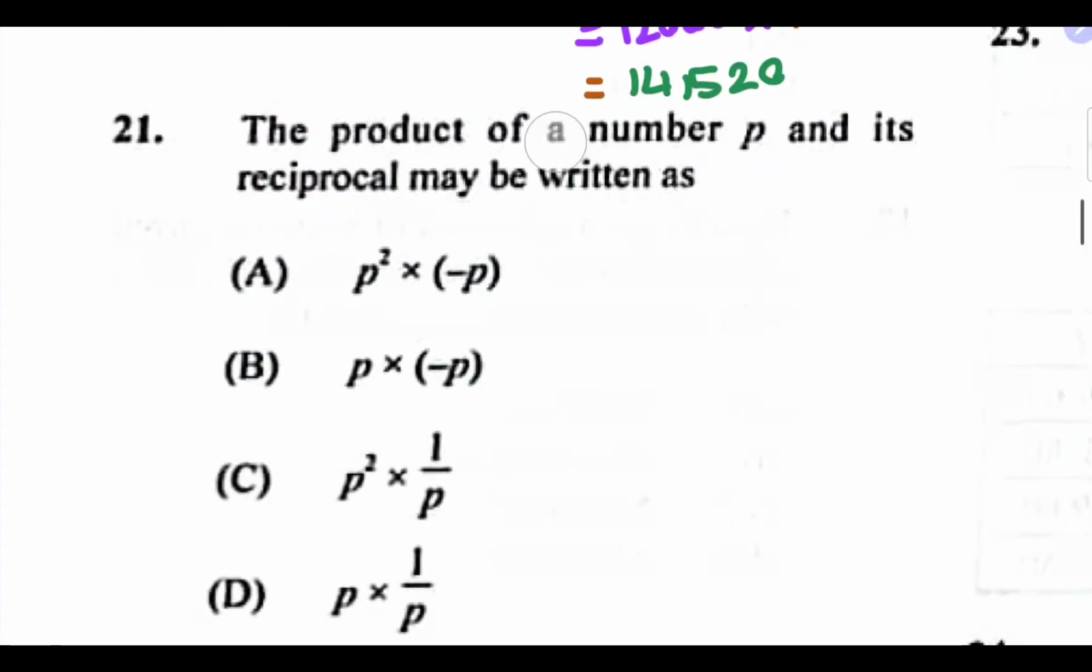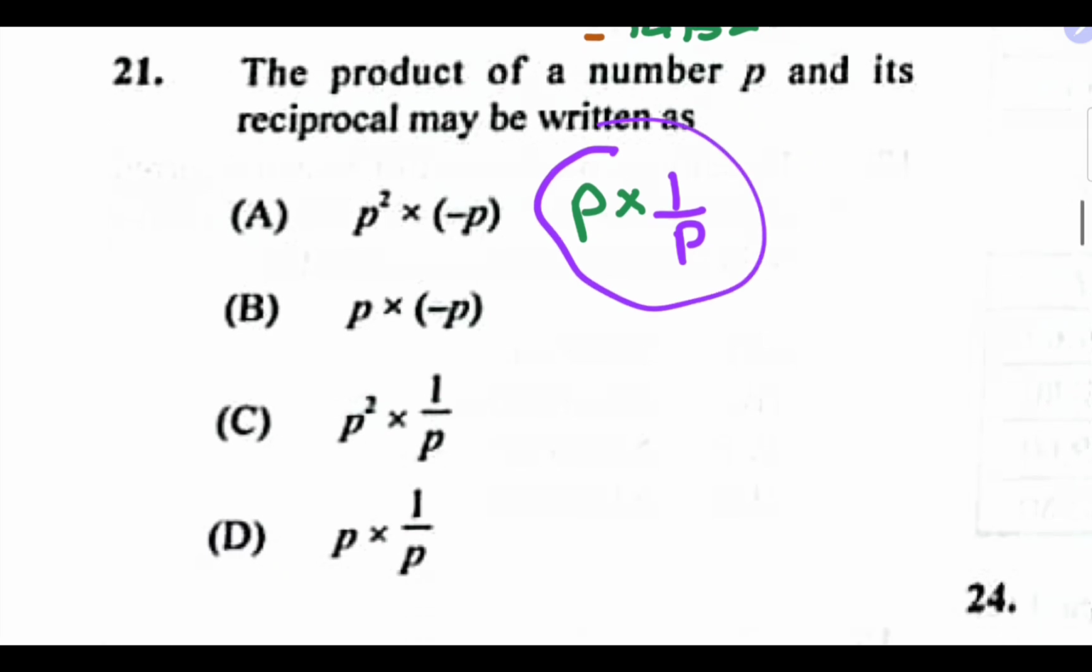Item 21. The product of a number P and its reciprocal may be written as, well, let's see, the product of a number P, so letter P, its reciprocal would be 1 over P, may be written as this, which can be further broken down as P over P to equal 1.